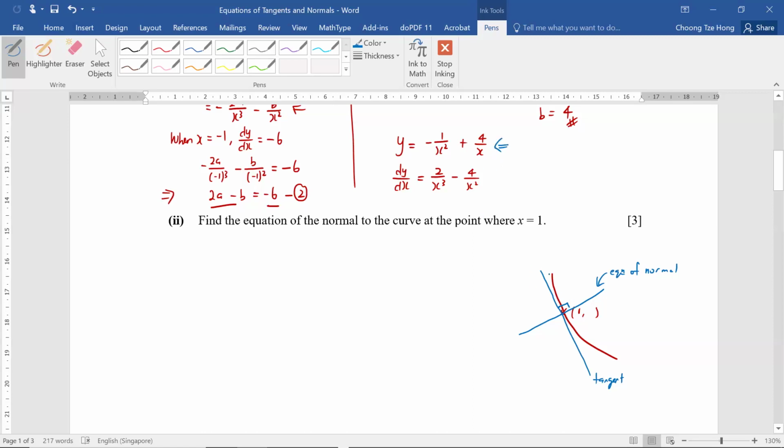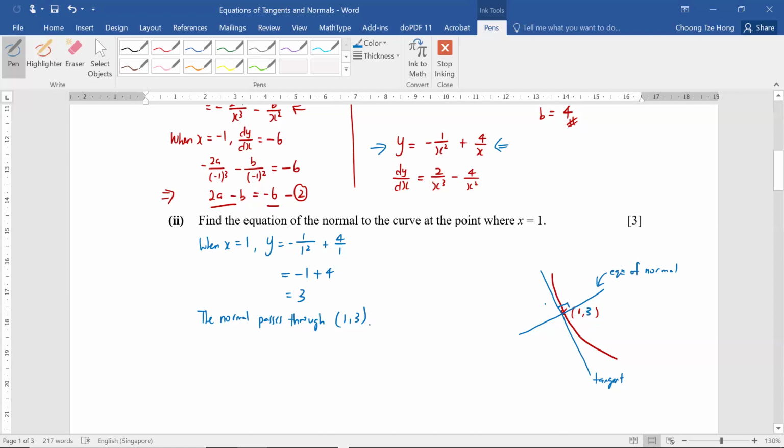So let's sub x equals 1 inside. When x equals 1, you're going to sub into this one. So y will be negative 1 over 1 squared plus 4 over 1. Here we'll get negative 1 plus 4, you'll get 3, right? So we know that the normal, which we want to find the equation of, passes through the point (1, 3). So we know the point.